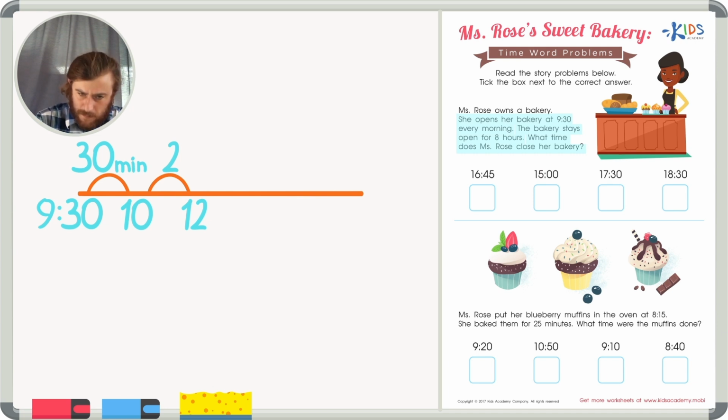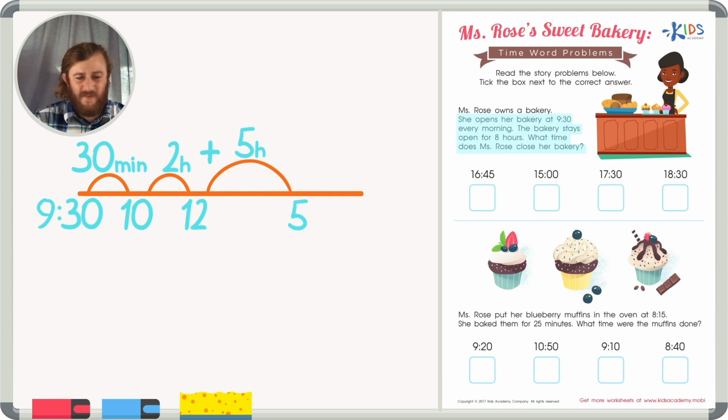Let's keep jumping. Now from 12, I'm going to make a big jump. I'm going to make a 5-hour jump because I know that 5 plus 2 is only 7, and I've only used a half hour before that, so I'm still less than 8 hours. So let's jump from 12 to 5 p.m.